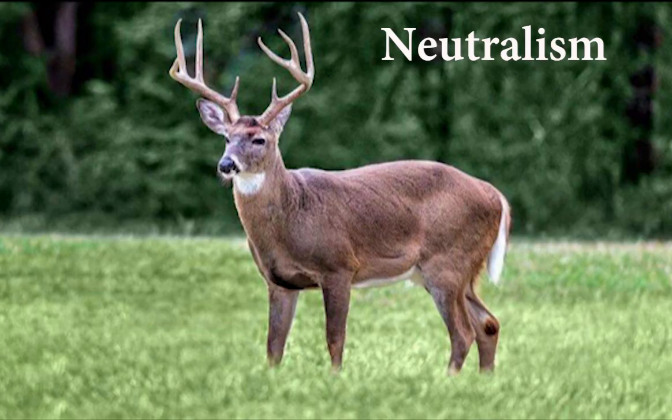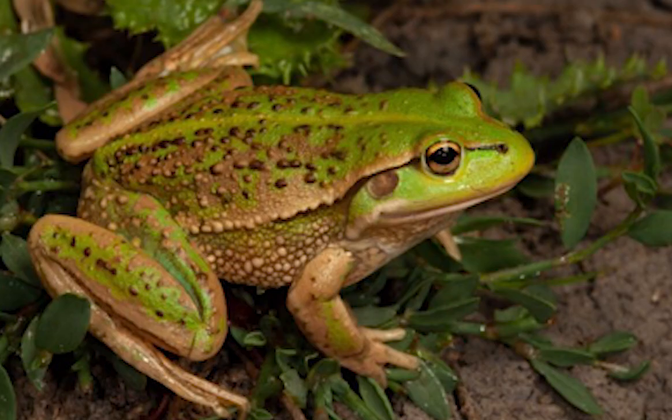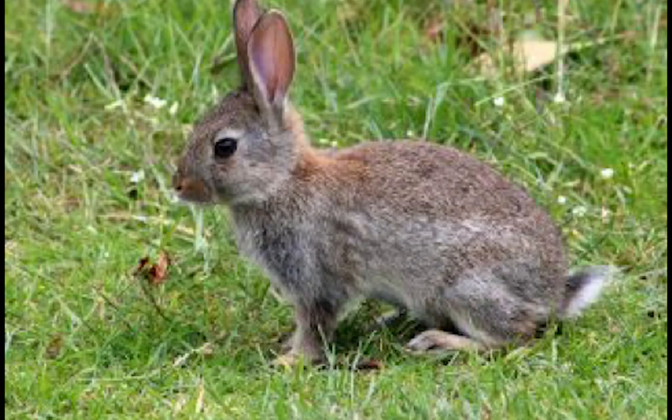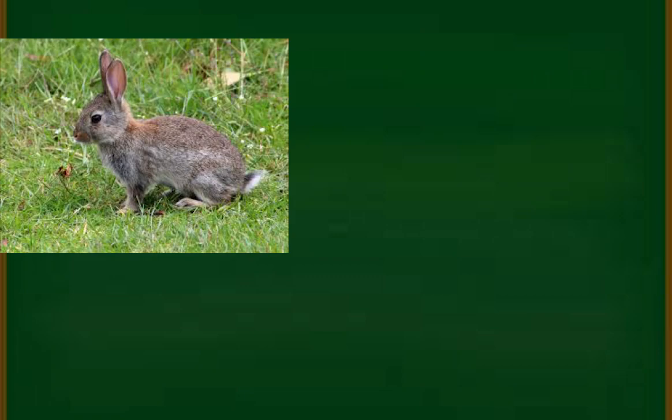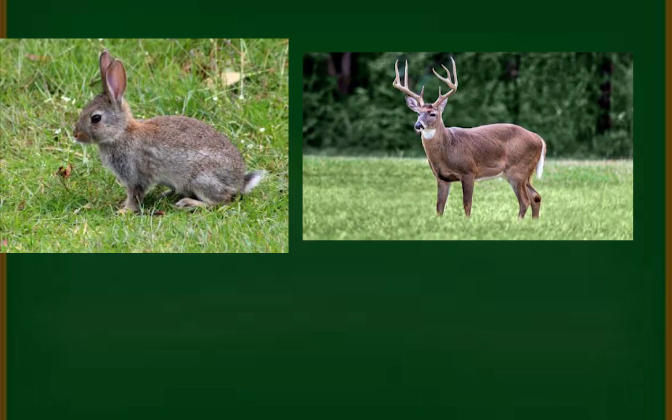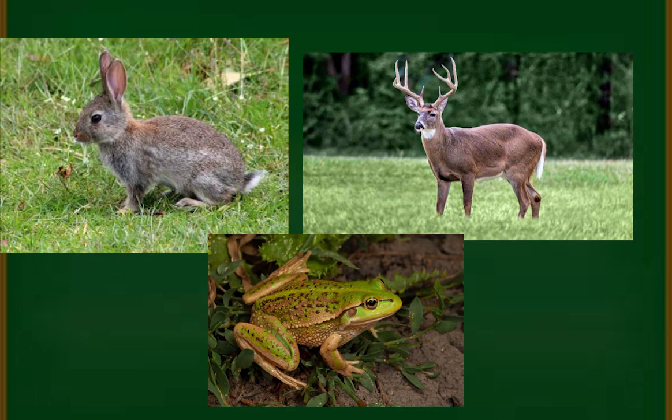After that, we have neutralism. It is the most common type of interspecific interaction. Neither population affects the other. Examples of true neutralism are virtually impossible to prove, and most ecologists would agree that this concept does not exist. Here are rabbits, deer, and frogs living together in a grassland with no interaction between them.